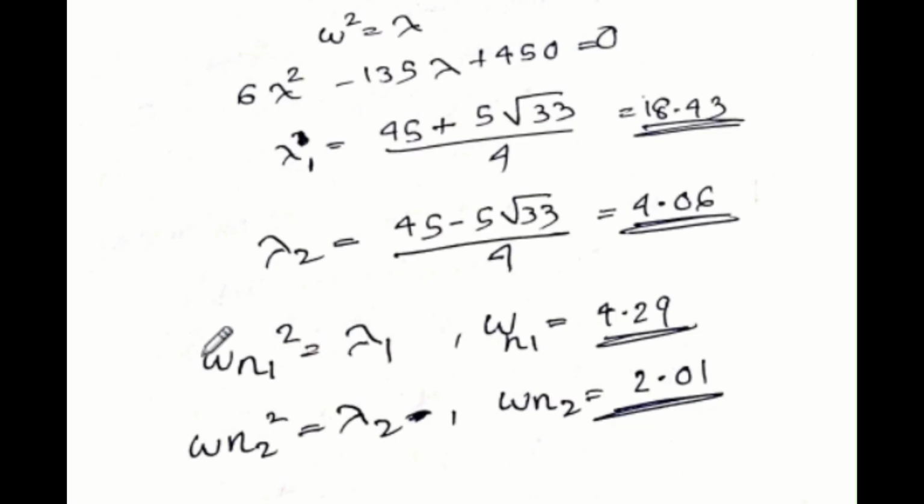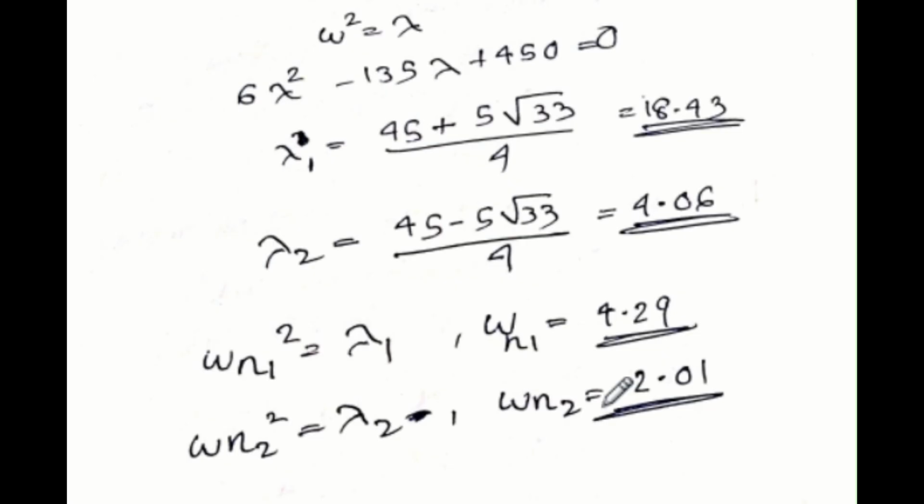In order to find the natural frequencies, the two alternate solutions for the first natural frequency, we take omega n1 square equal to lambda 1 and omega n2 square equal to lambda 2. Obviously, there will be two solutions. This is the natural frequency of the first case, and this is the natural frequency of the second body.